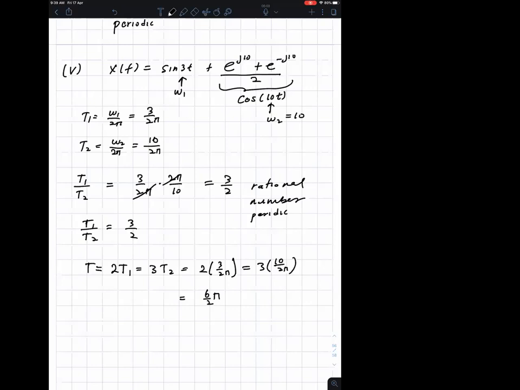Let me see. Omega 1 over 2 pi, the other one is 10 over 2 pi. T1 over T2. Oh, so that's a problem here. This is 3 over 10. So that's why it's not working.